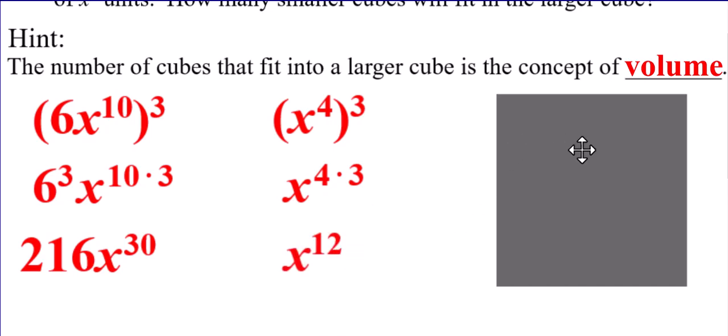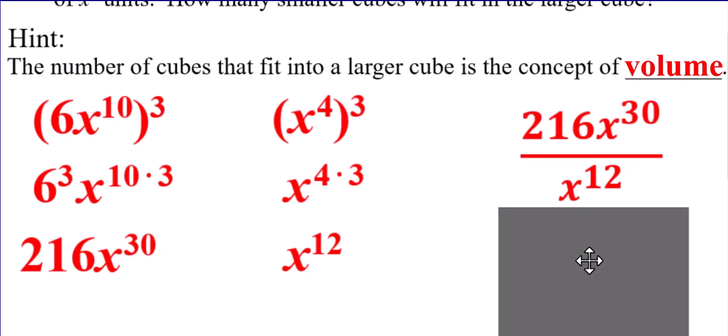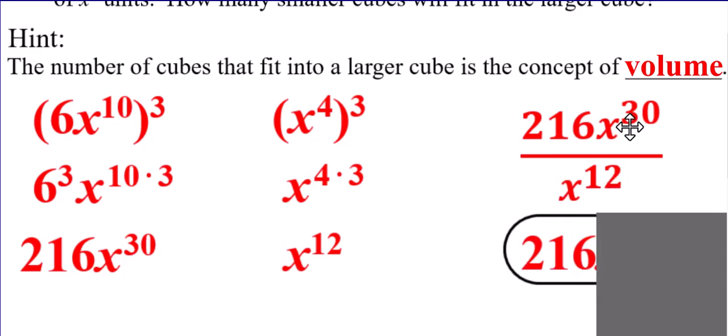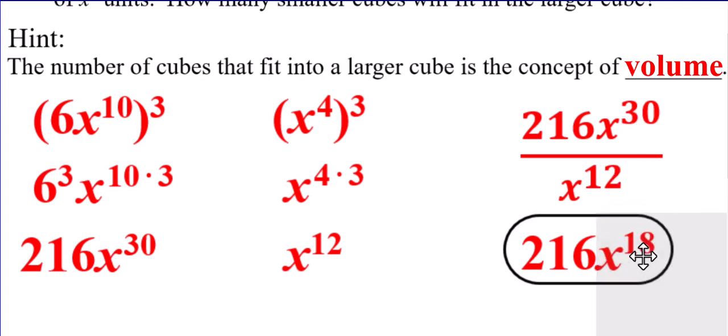And then like we just did on the previous problem, except that one was squares, this one is cubes, we're still going to divide to find out how many of the tiny little cubes will make the big cube. So 216 divided by 1 is 216. For the x to the 30th and x to the 12th, we're going to subtract their exponents, giving us x to the 18th. And there is your answer. Again, very abstract answer, but that's the number of cubes that it'll take to fit into the larger cube.